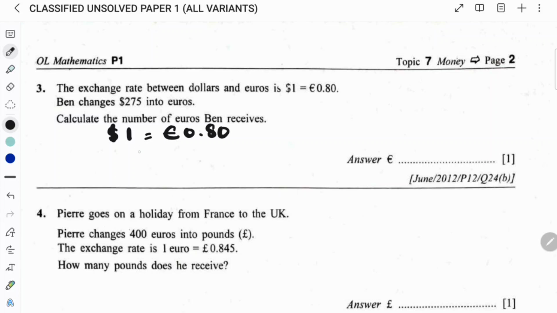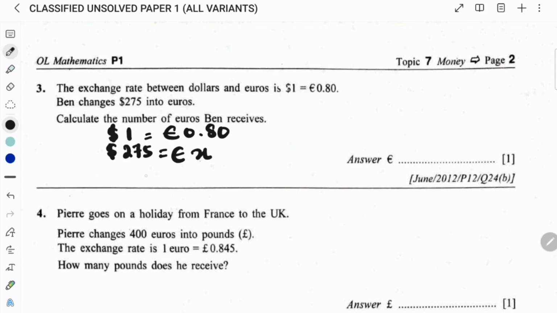0.80 euros. So $275 is equal to how many euros we have to find out. You can see that first of all we started this non-calculator series with simplification. The topic was numbers, so continuously we are using the same things: division, addition, decimals, fractions in almost every question. So you have to be careful and you have to be perfect in it.